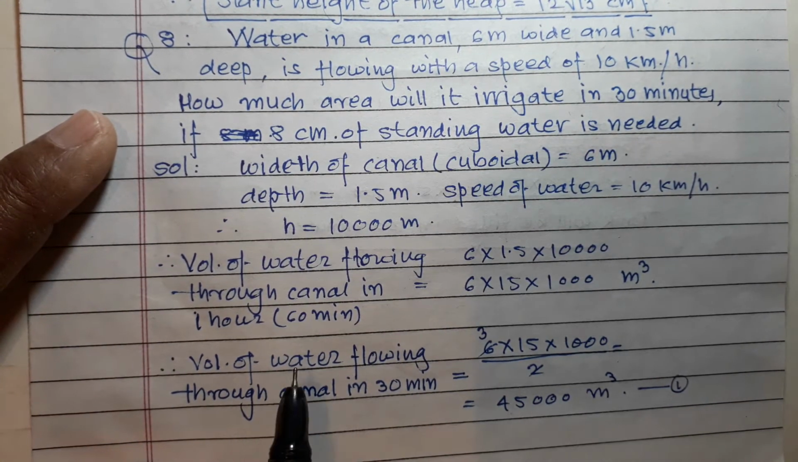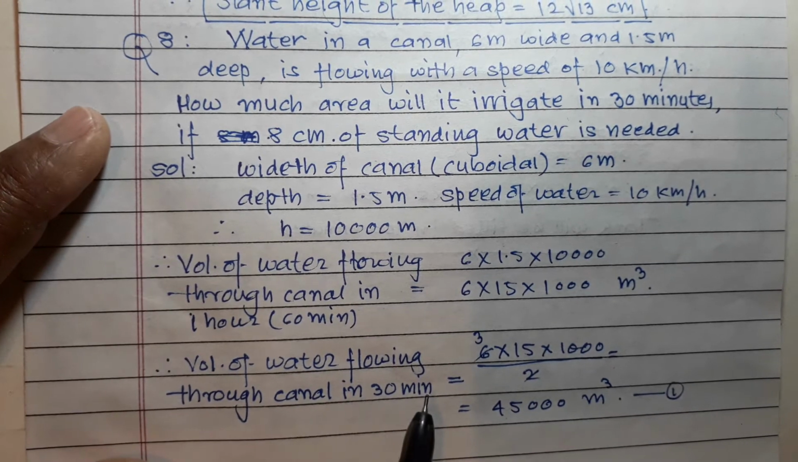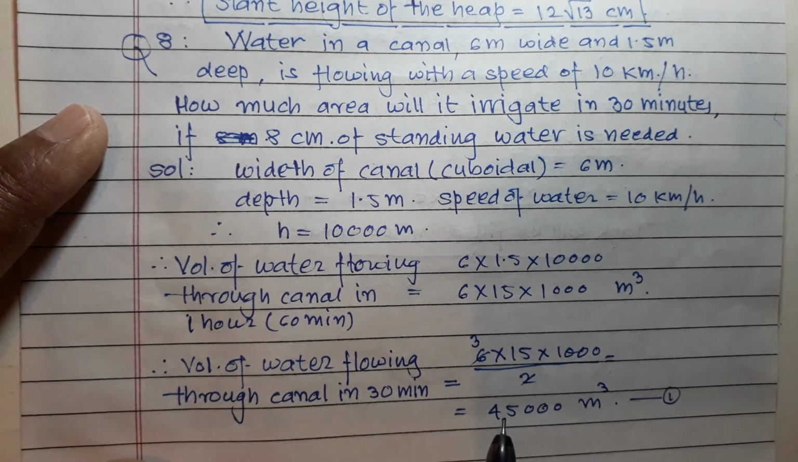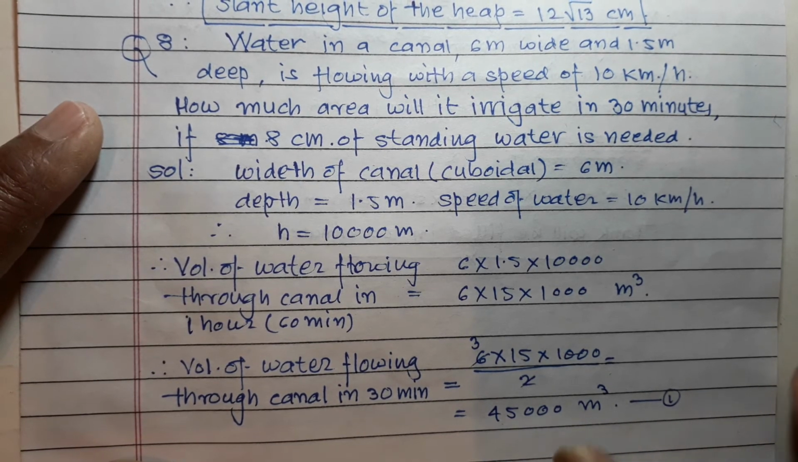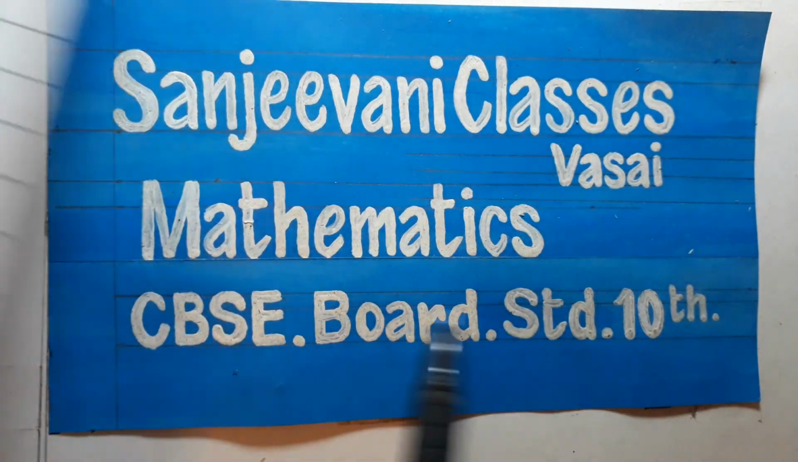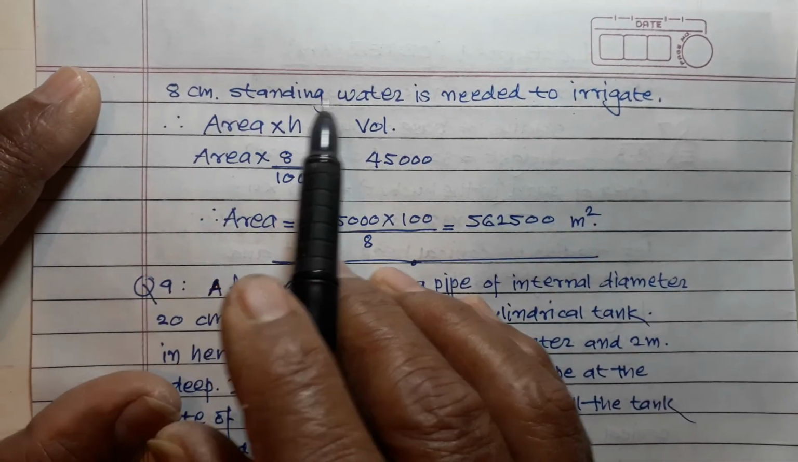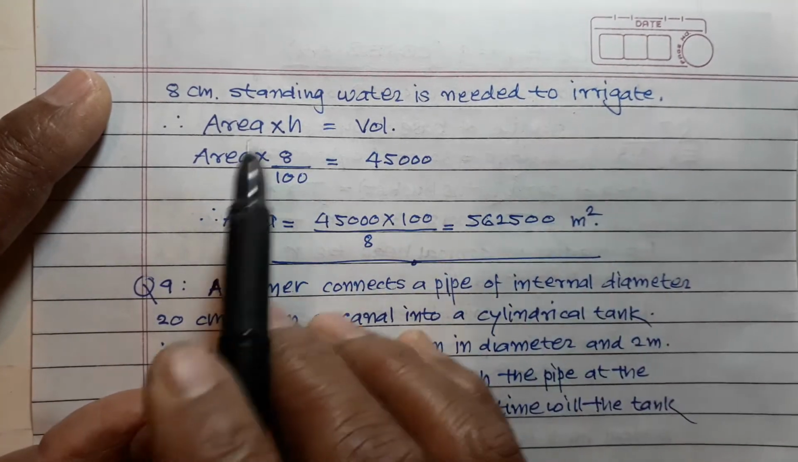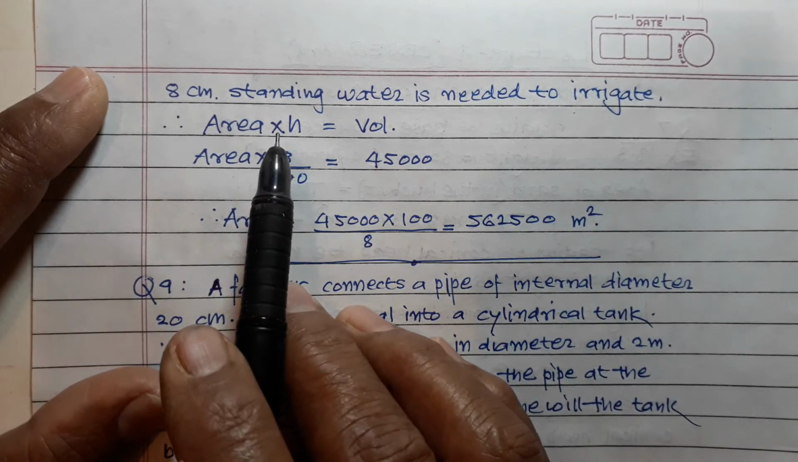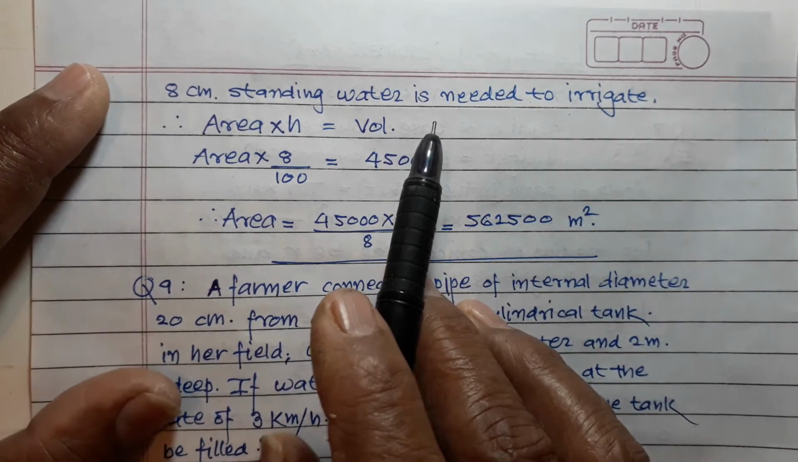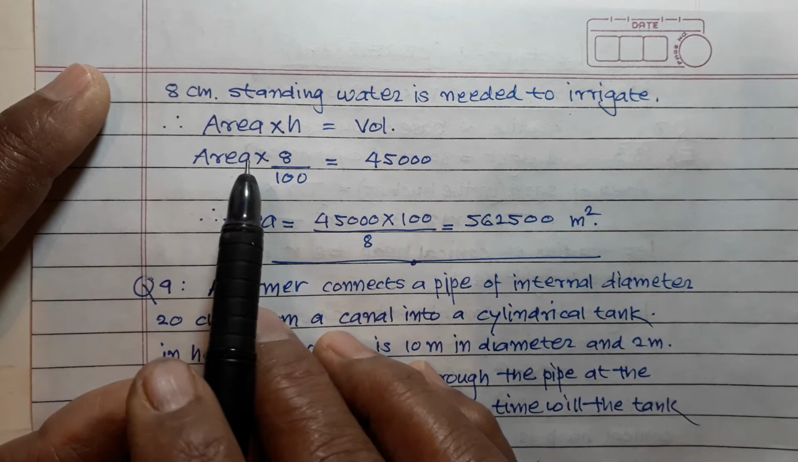Okay. Now volume of water flowing through canal in 30 minutes is equal to half of this. So 6 into 15 into 1000 upon 2 is equal to 45000 meter cube. Okay. Now 8 centimeters standing water is needed to irrigate. So area into height is equal to volume.